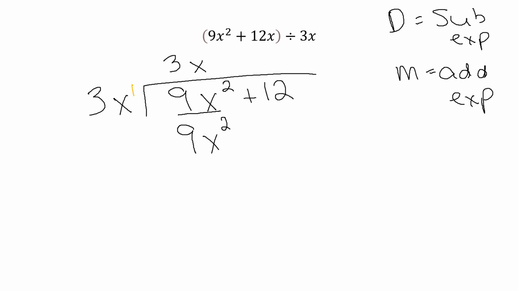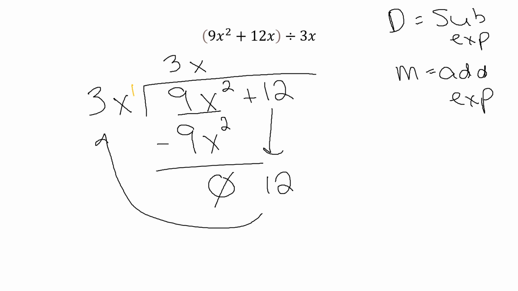Now I subtract. 9x squared minus 9x squared is 0. If at this point you don't have a 0, you have messed up somewhere. Okay? Then we're going to bring down the 12. And then we just do it all again. 12x divided by 3x is positive 4. 12 divided by 3 is 4. x divided by x, you subtract the exponents, and remember, a 0 exponent is 1. In this case, I would have 4 times 1, which is just 4, so I don't even need to write it. It's just 4.